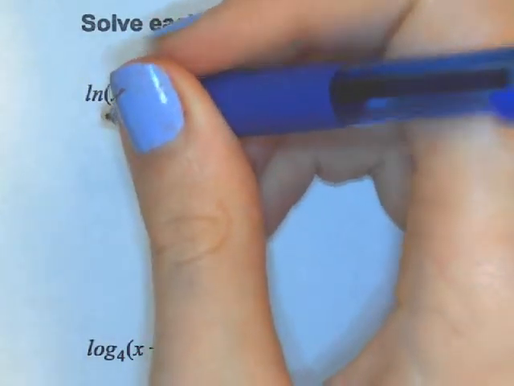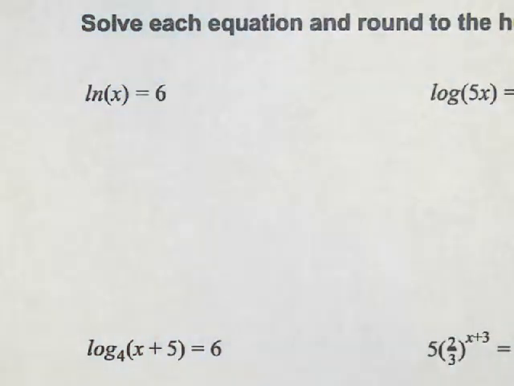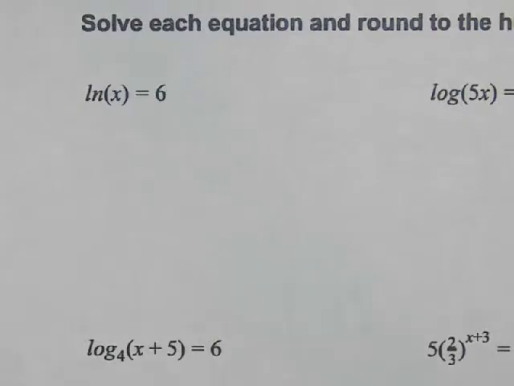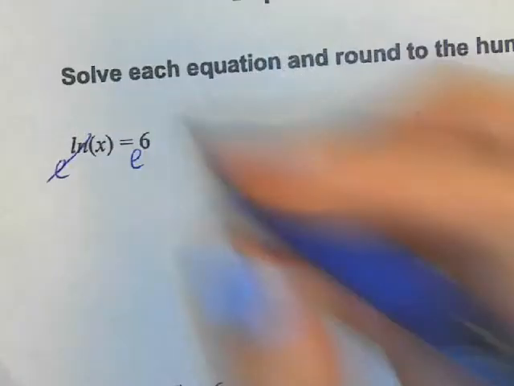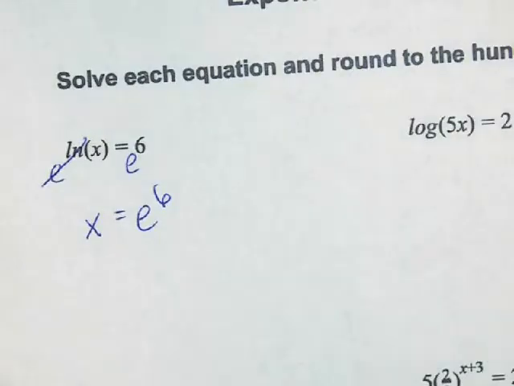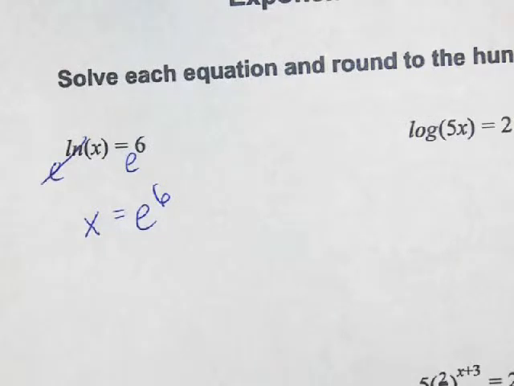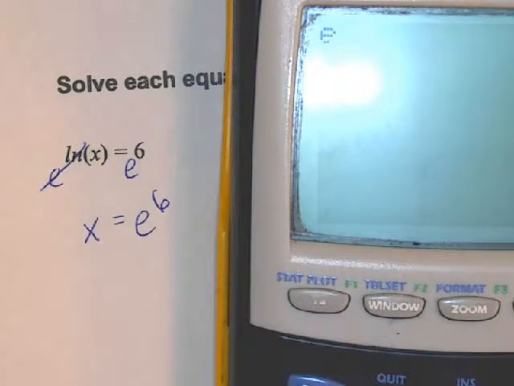So if the base is e, how do I get rid of a log with a base e? I raise them to an exponent with a base of e. That cancels off the natural log. We drop down: x equals e to the 6th power. Okay, well it says round your answers to the nearest hundredth. So then I'm going to type in e caret 6.